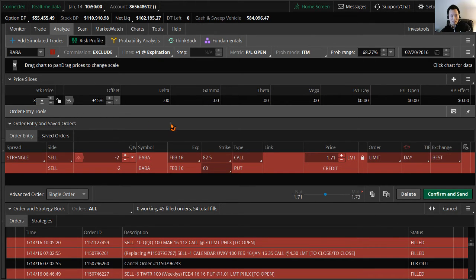Like CMG, Chipotle. If I showed you CMG right now, there are huge spreads here, and you can get filled at wide discrepancies, and it can hurt you right off the bat. So in this case, BABA's good. Obviously, the more you sell, the better, because you're going to get more premium. So I want to go with 173 and see if I get filled there.